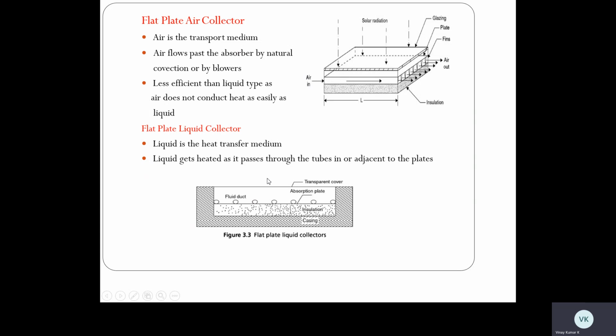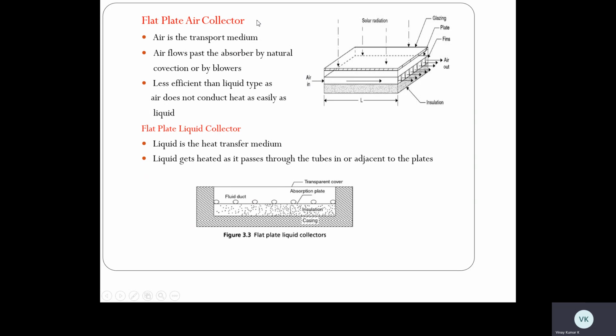This liquid gets heated as it passes through the tubes in or adjacent to the plates. That is, as the liquid is passing through these fluid ducts, it gets heated. The heat that we absorb from the solar radiation is passed to the fluid flowing through these tubes, in or out of the plates. This is the description of flat plate liquid collectors and flat plate air collectors.